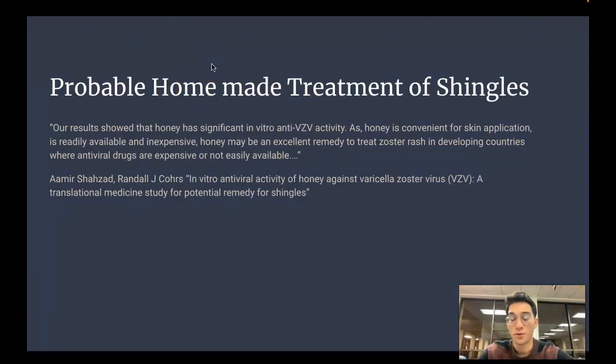A homemade treatment for shingles has come up in recent years. The use of honey has had a significant effect on antiviral zoster virus activity, which is pretty good, and it's convenient for people who do not have access to medical treatments in hospitals or in more advanced clinics.